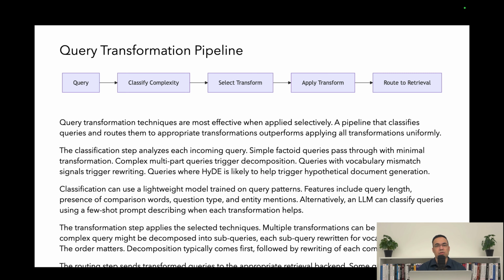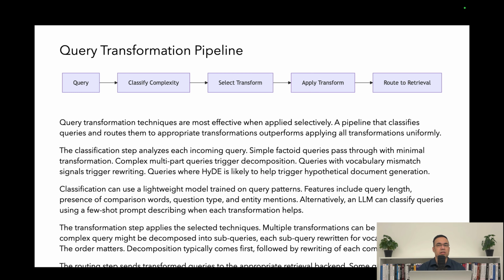My recommendation is to start with query rewriting. It provides the highest return for the broadest range of queries, and add decomposition only when you identify query patterns that require it. You should add the HyDE approach selectively for query types where the evaluation shows it improves retrieval. Measure transformation impact explicitly as well. Compare the retrieval metrics with and without each transformation. Some transformations may actually degrade performance on certain query types. Disable the transformations for query categories where they hurt.